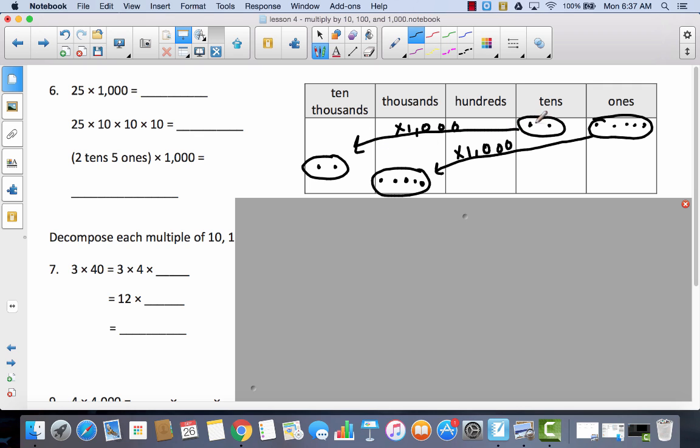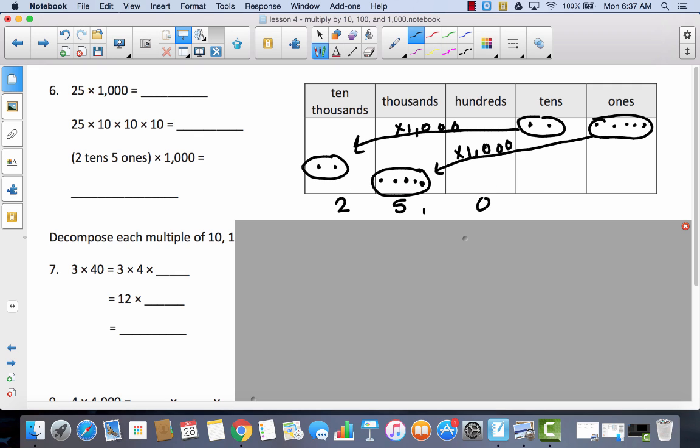So I just dragged it over 3 place values. So 2 tens times 1,000 gives me 2 ten thousands. And I did the same thing with my 5 ones. I dragged it over 3 place values. So 5 ones times 1,000 gives me 5 thousands. So now I have 2 ten thousands, 5 thousands, no hundreds, tens, or ones. So 25 times 1,000 gives me 25,000, which is the same thing as 2 tens and 5 ones times 1,000, which gives me 2 ten thousands, 5 thousands.